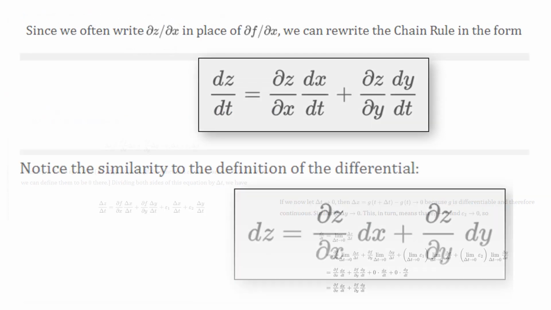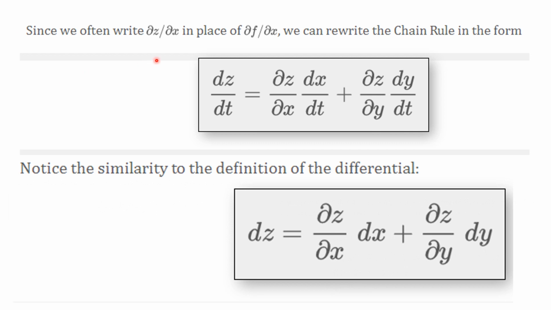Now, since we often write the partial of z with respect to x in place of the partial of f with respect to x, we could write the formula just in terms of z's, and note the similarity of this to the differential formula that we've studied before about the total differential. It all hangs together and all makes sense.